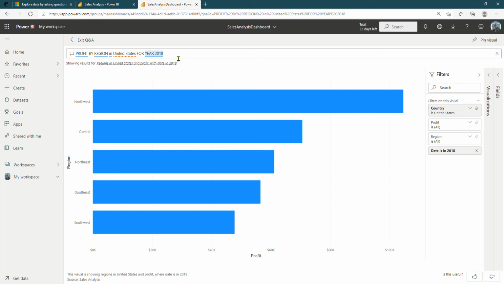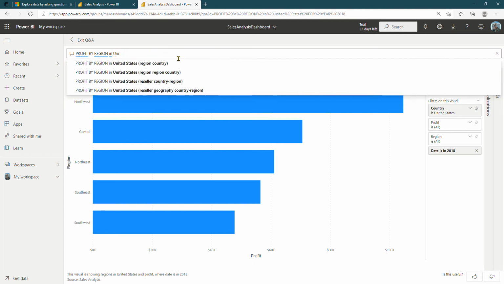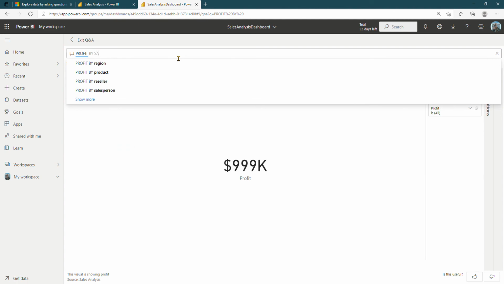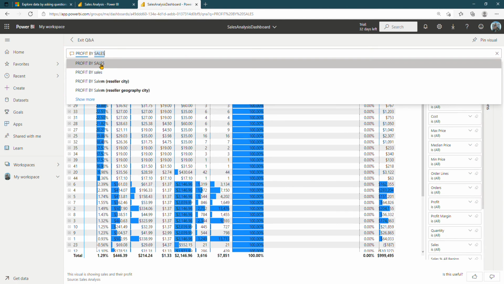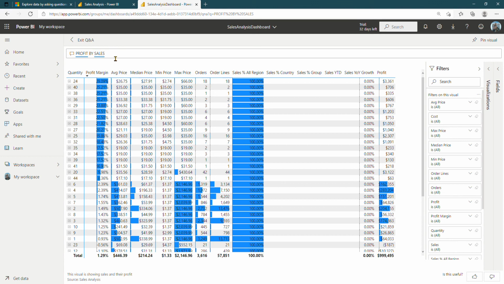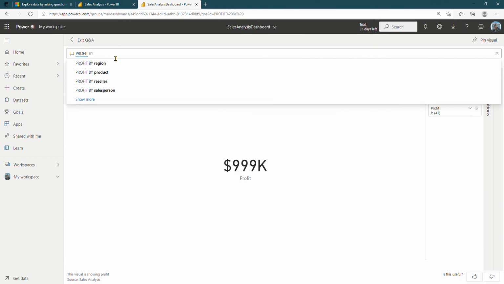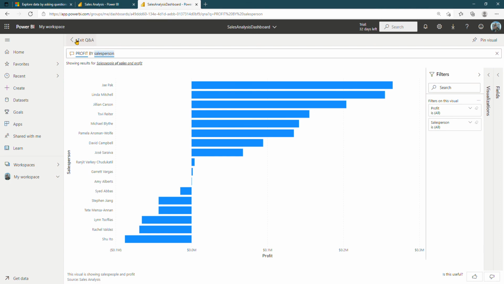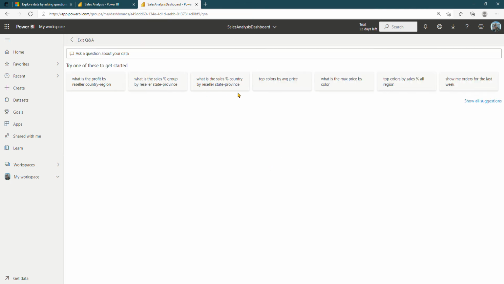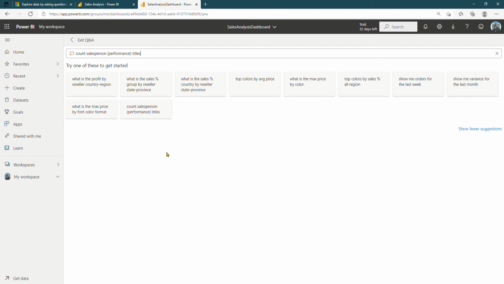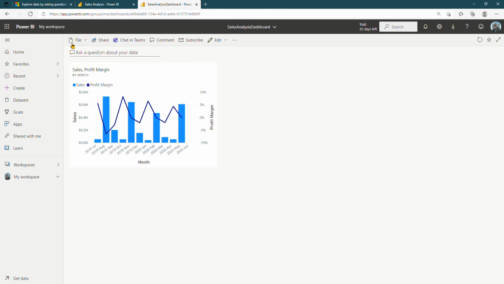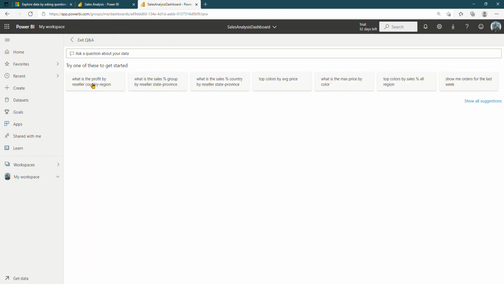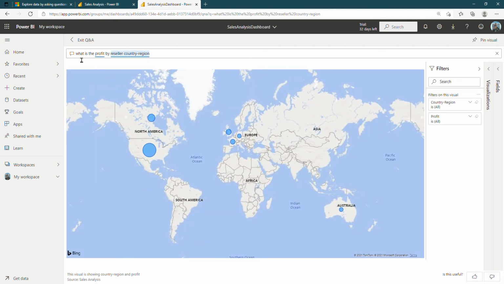So you can see it is pre-populating. Profit by salesperson, by sales. So you can see as I'm writing questions, it also gives you options to ask questions. What is the profit by reseller count, country, region?